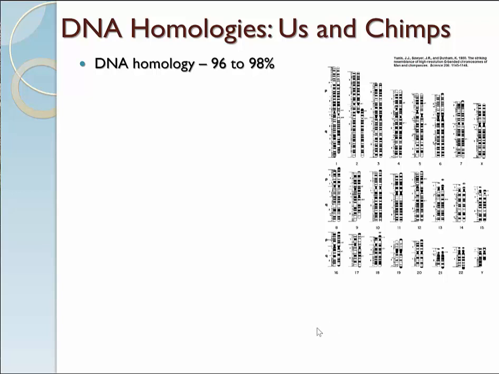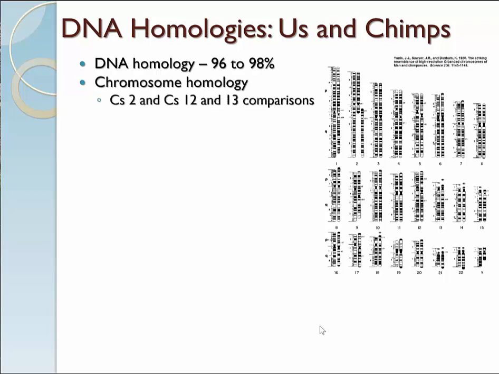And I want to emphasize that this is not saying that we evolved from chimps. The evidence does not support that. The evidence supports that we evolved from a common ancestor. Humans and chimpanzees share a common ancestor. We didn't evolve from chimpanzees, nor they from us.